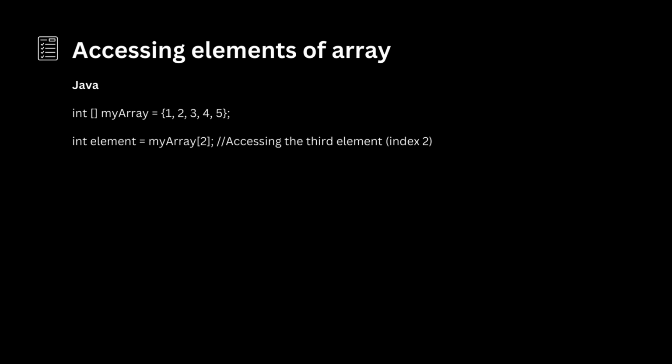Let's see the breakdown. int[] myArray: this line declares an array named myArray that can hold integers. In the curly braces, 1, 2, 3, 4 and 5: this line of code initializes the array with the values. And myArray[2] accesses the third element of the array, that is index 2.